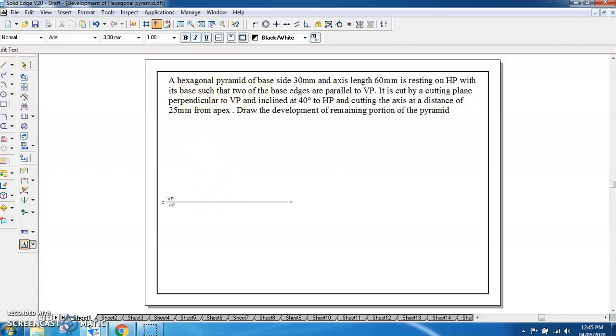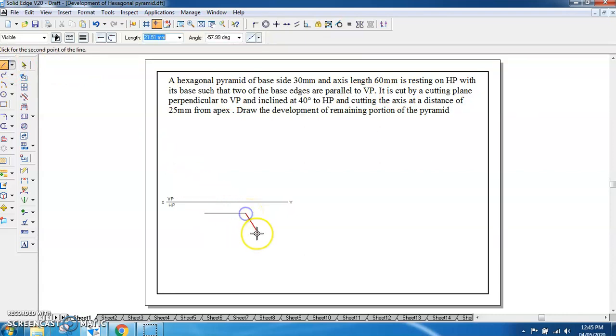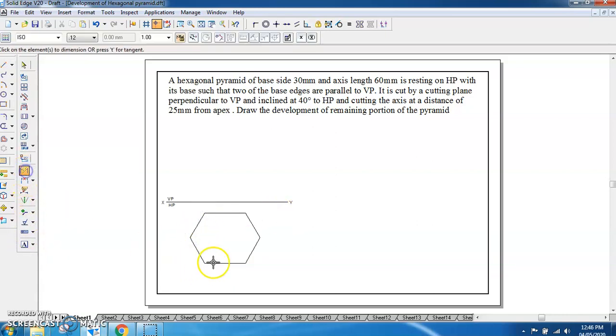So they are saying that it is hexagonal pyramid and it is resting on HP with its base such that two of the base edges are parallel to VP. So I will be starting with the parallel base edge. So this is one of the base edge parallel, then other edge, then other edge. This is the second edge parallel, the other edge, and the other edge. So like this I have drawn the hexagon.